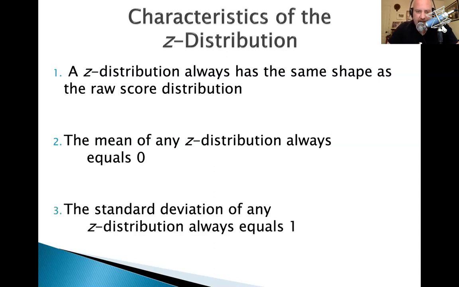And the third is that the standard deviation of any z distribution always equals 1, right? Just think about this as what we call typical: plus and minus 1 around the mean. Anything beyond 1 is going to have a lower proportion of area under the curve, or a lower probability of occurring at random, and that means something about it is atypical.